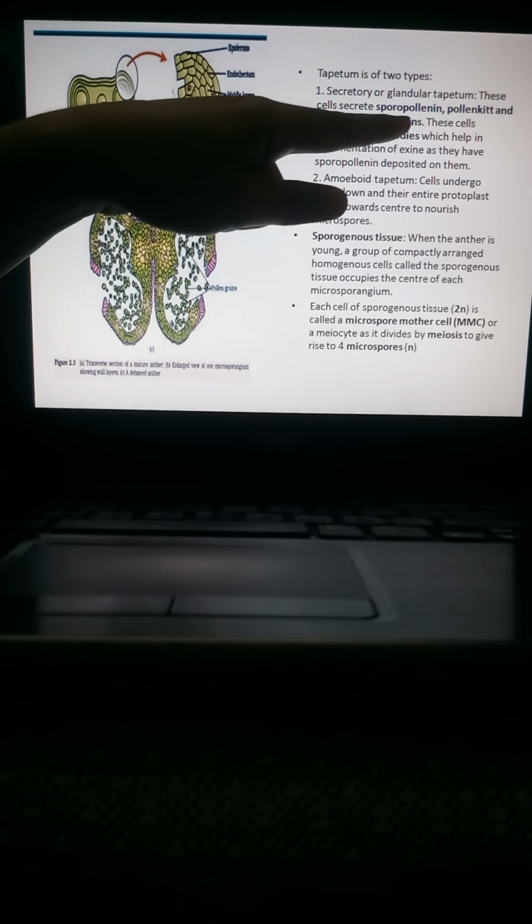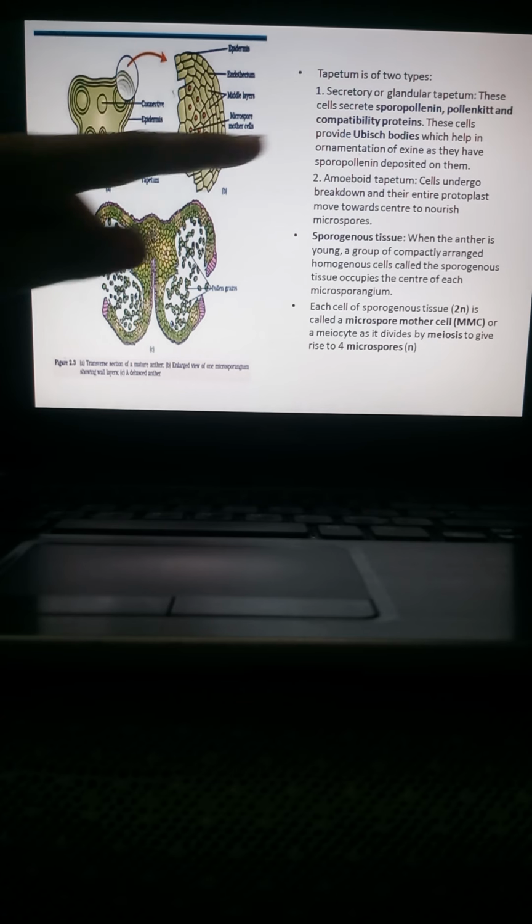Sporopollenin forms the outer wall of the pollen grains and is the major factor why pollen grains can survive outer conditions like desiccation or the wind or friction. It is because of this sporopollenin that animals can eat the pollen grains. It will face the acid inside their stomach and still come out intact.